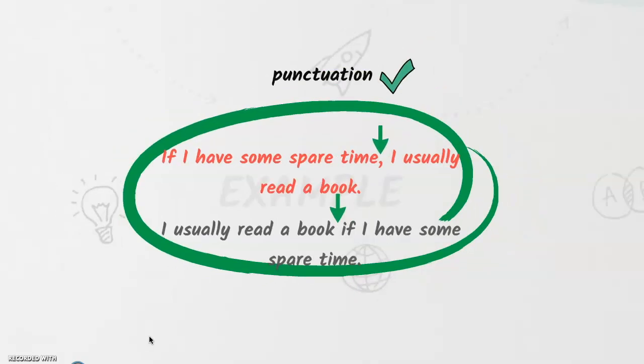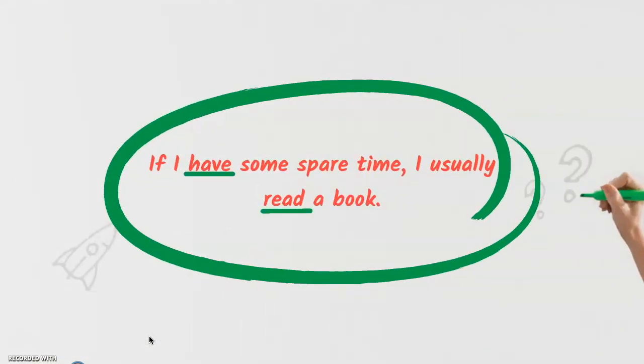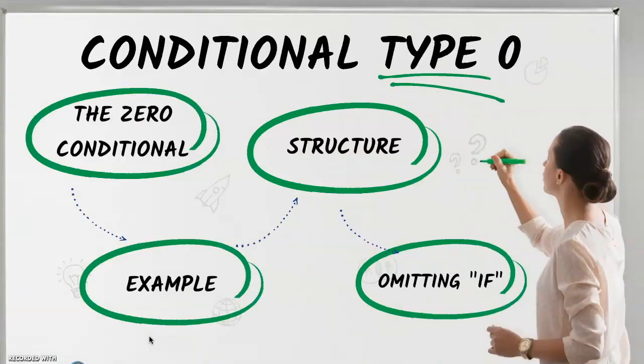Punctuation, checked. In terms of structure, simple as it can be, both have and read are in the present simple. So in the if clause, we use present simple, and in the main clause, once again, present simple.